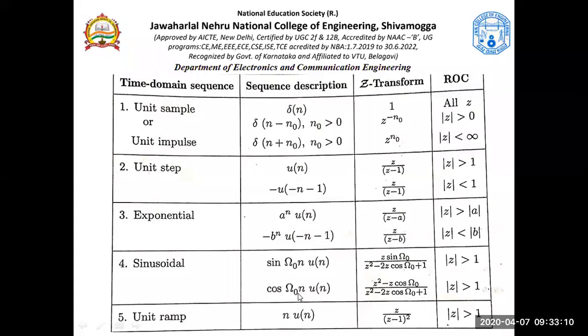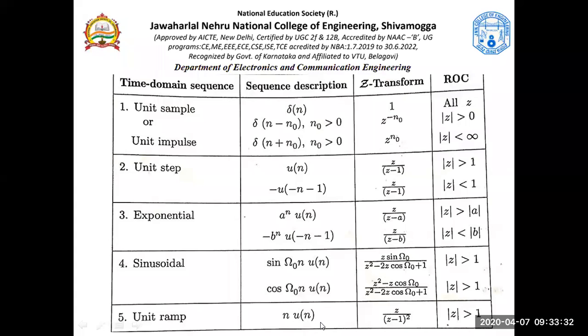This is something that we solved, and this is something that we have taken as an assignment. Unit ramp, something that we just saw now: n u of n, it is z by z minus 1 square. Nowhere else does the denominator have the square term. Only the unit ramp has.